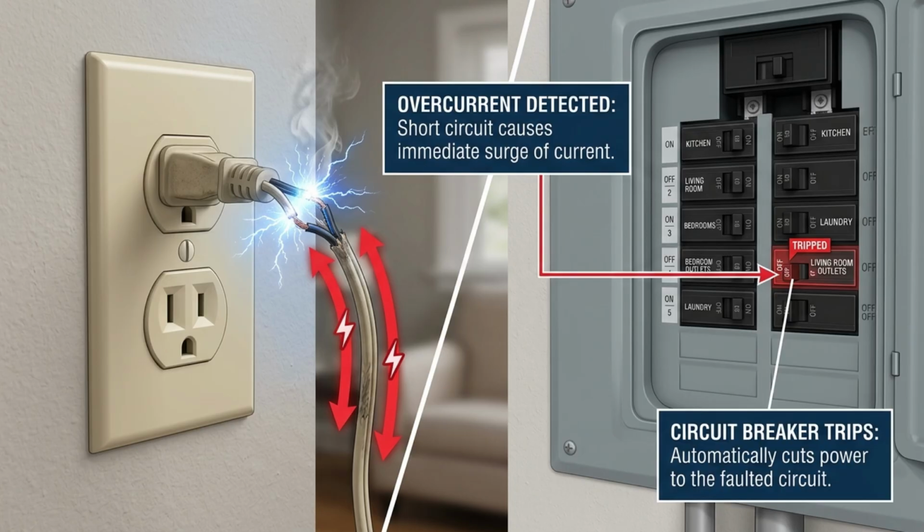In household electrical systems, a short circuit can cause a sudden surge of current that triggers a circuit breaker. This prevents damage to wiring and reduces the risk of fire. Devices are designed with protective elements specifically to handle such conditions safely.